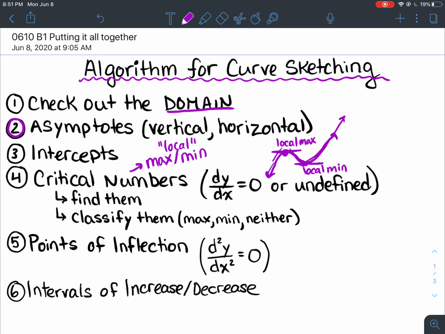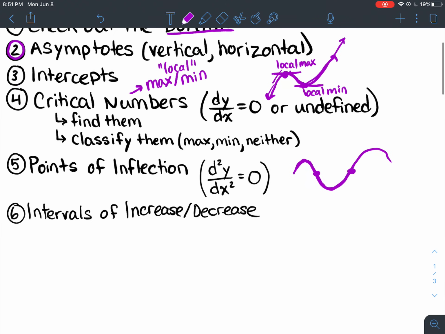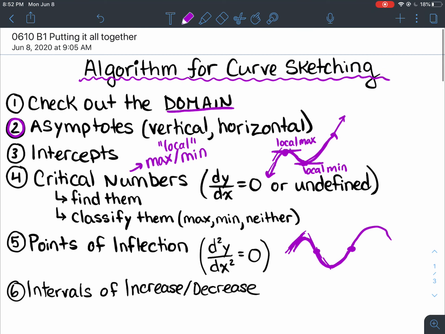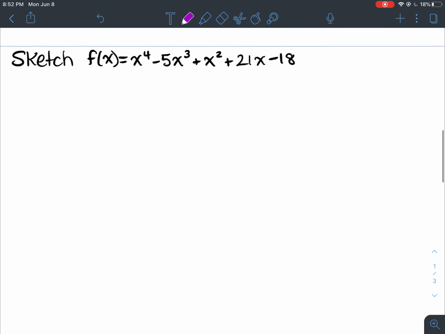And then we have points of inflection. That's when our second derivative is equal to 0. That's where graphs change from having local maxes to local minimums, and you'll have a point of inflection in there. Or from minimums to maximums, same thing. And intervals of increase and decrease, that's just whether your graph has a positive slope or a negative slope. So we don't necessarily use all of these things, but they help us sketch an accurate graph.